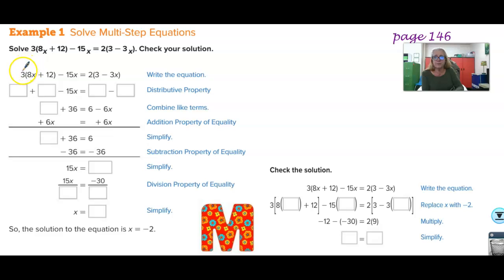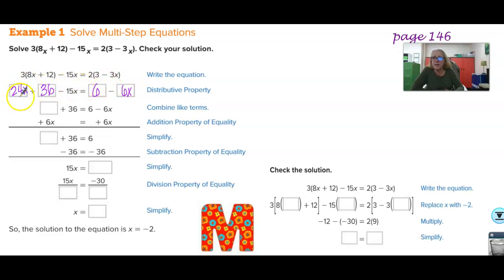We start by distributing. 3 times 8 is 24x. Your first step is always going to be to get rid of the parentheses. 3 times +12 is +36. They've already written the plus sign for us. And then this -15x just kind of gets brought down. On the right-hand side, 2 times 3 is 6, and 2 times -3x is -6x.